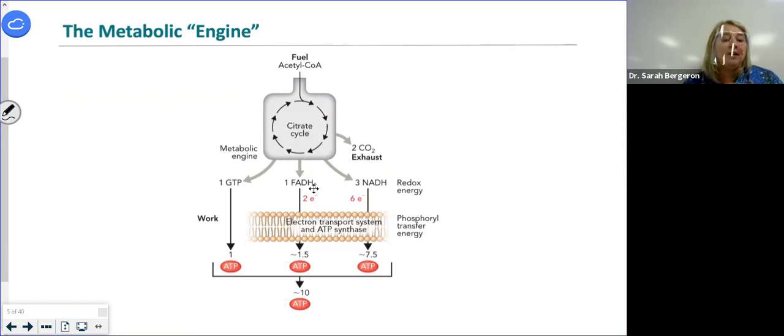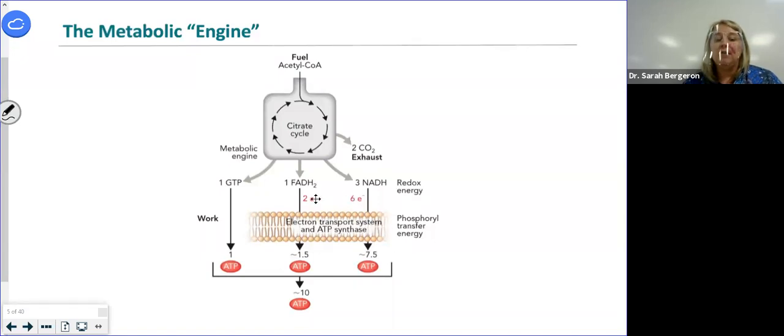Now, look at your FADH2. 1 FADH2 can carry 2 electrons. When that goes through the electron transport chain, it is going to generate about 1.5 ATP molecules. FADH2 and NADH enter the electron transport chain at different places. So they are going to generate different amounts of ATP through the electron transport chain. So 3 NADH, we're going to get 6 electrons for a total of 7.5 ATP.